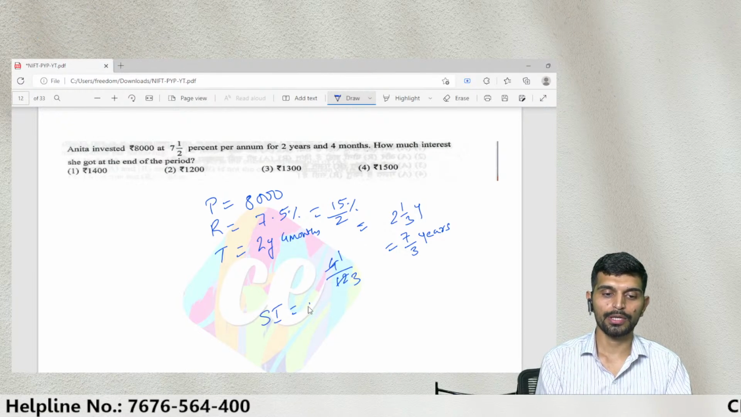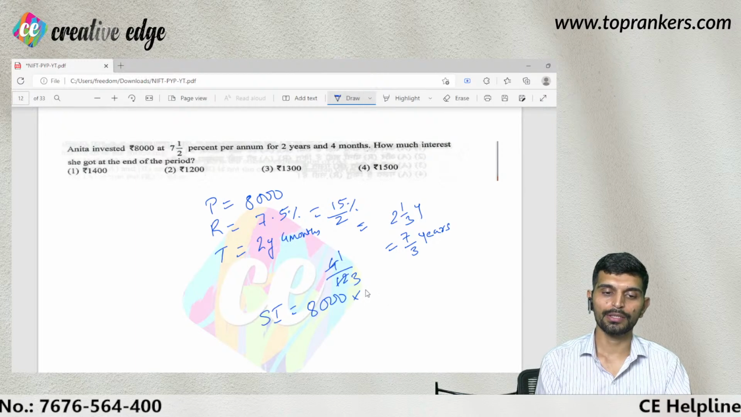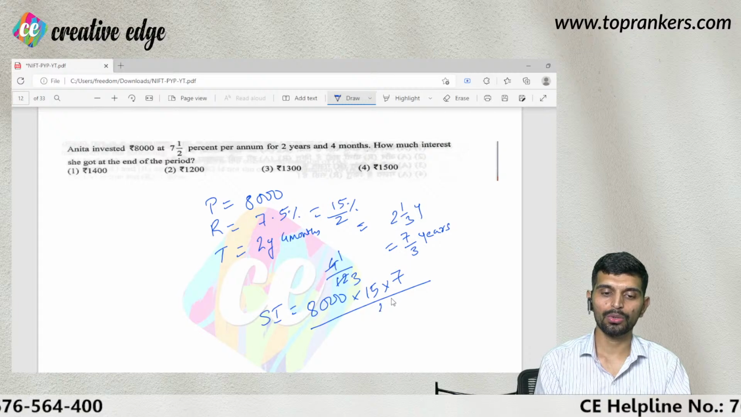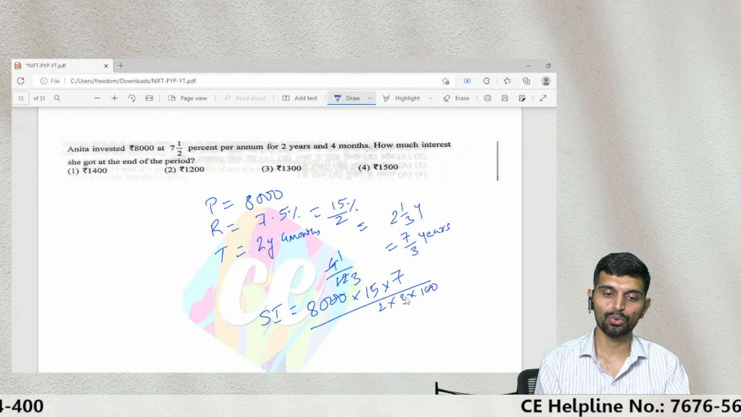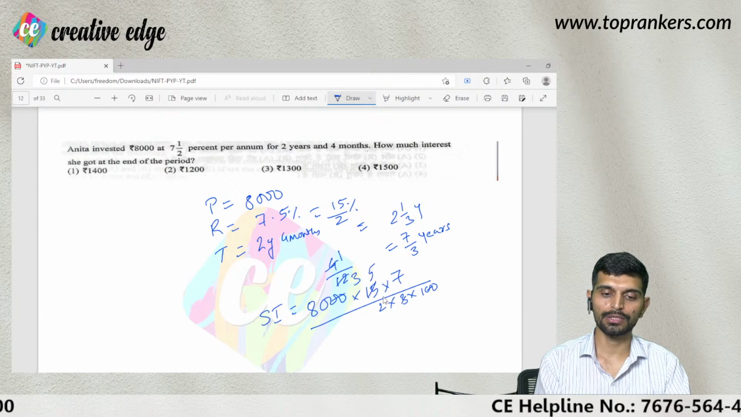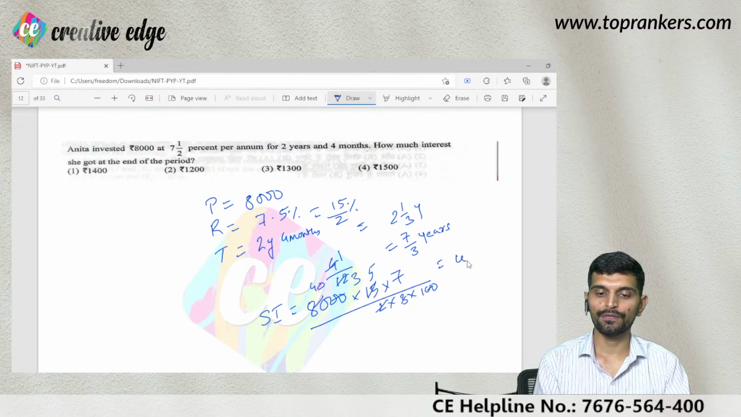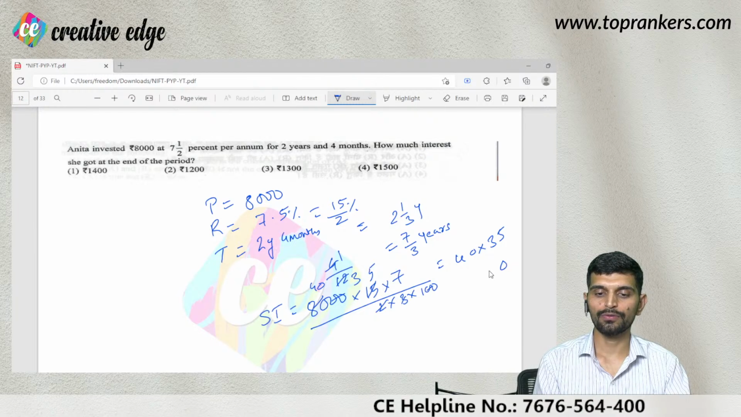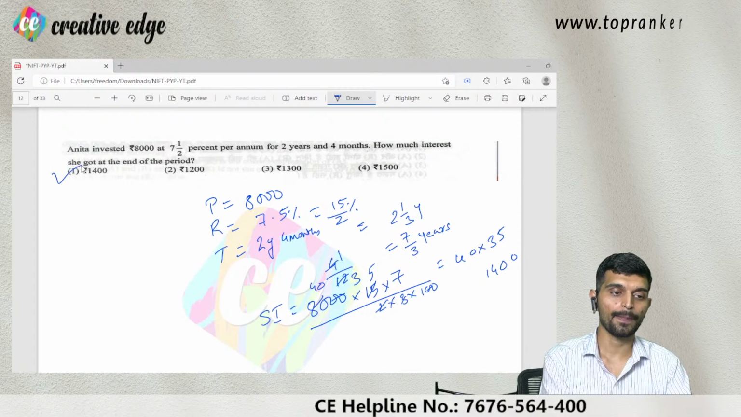Okay. So for 8,000, SI is P into R into T divided by 100. So 8,000 into 15 into 7 upon 2 into 3 into 100. This 100 gets cancelled. 2 and 3, say this 15 gets cancelled 5 times. So this is 40. So 40 into 35. 4 5s are 20, 4 3s are 12 plus 2, 14, and one more 0. So 1400 is the answer.